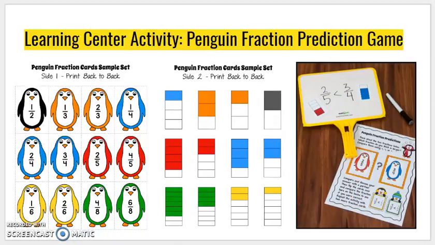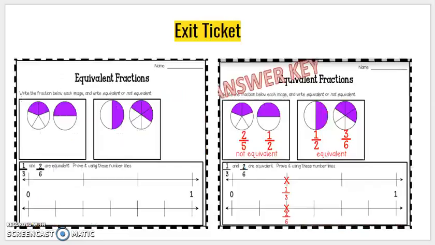And then for this activity, since students are playing a game, they will have to complete an exit ticket before they can move on to the next activity. And the exit ticket is just a short exercise where they show whether two fractions are equivalent or not based on their visual representation and using the number lines.